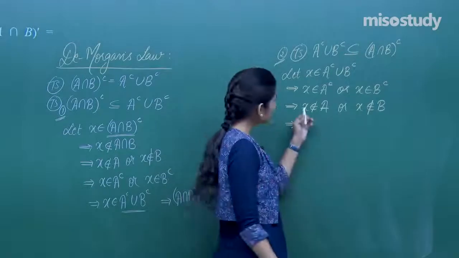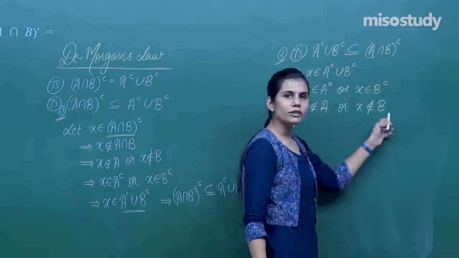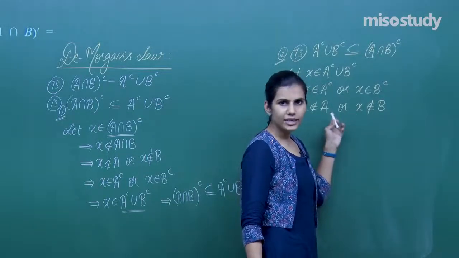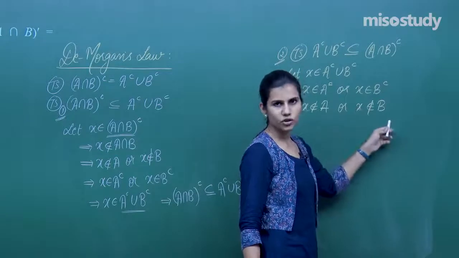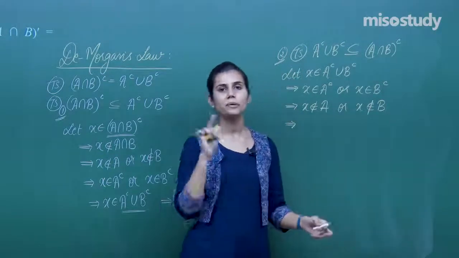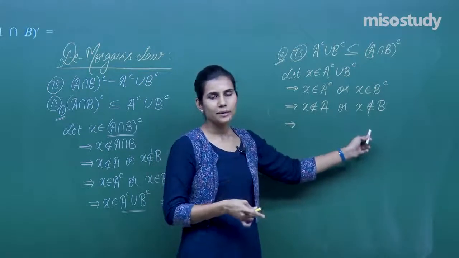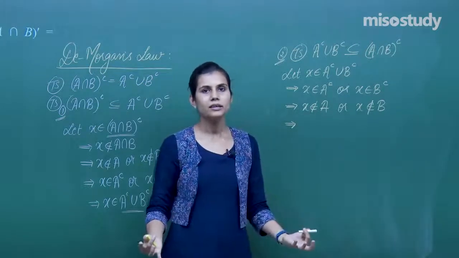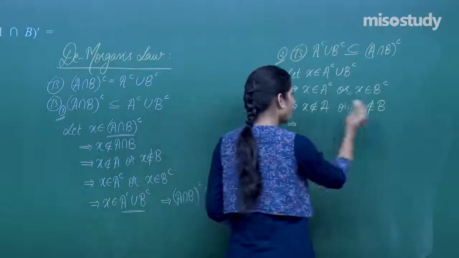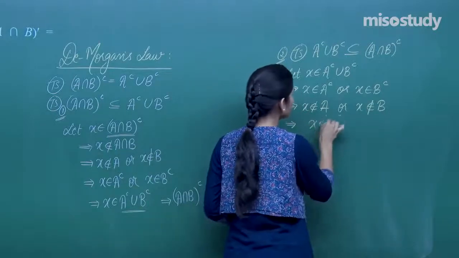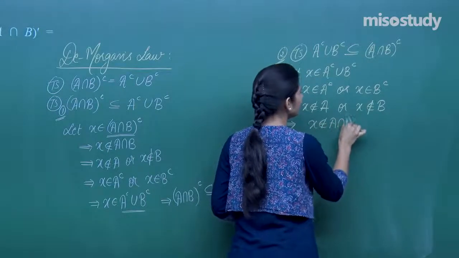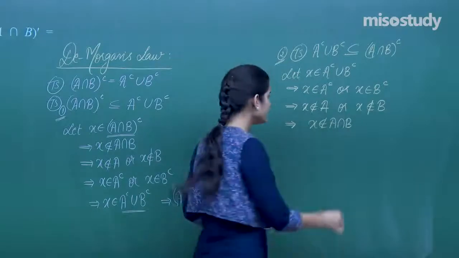Right? If x is either not in A or not in B, either it is not in A for sure or it is not in B for sure, that means clearly x is not a common member of both A and B. Either it is not in A or it is not in B, that means clearly it is not in both A and B. Very obviously, if it is not in both A and B, I am sure of, that means it is not in the intersection. If it's not a common member, it's not in the intersection.